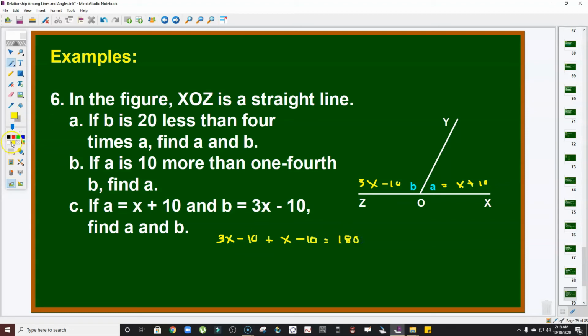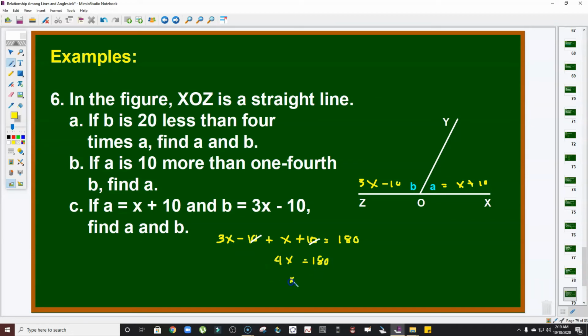And clearly, okay, maka-cancel yung, wala pala. No, plus 10 pala to, sorry. So, this is plus 10, x plus 10. Yeah, so clearly, maka-cancel yung 10, right? So, what will be left here is 4x equals 180.